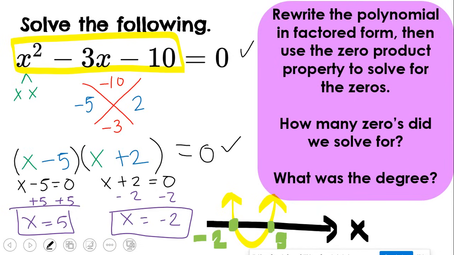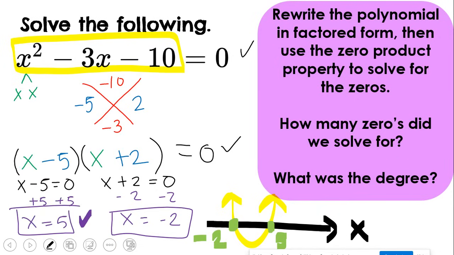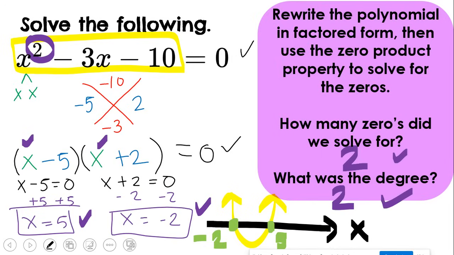So one way to check that we did this correct is to count how many zeros we solved for. If we look at our problem, we got 2 zeros that we solved for. We got x is 5 and x is -2. This should always match the degree. Looking back at the original problem, the degree was 2, and also in factored form, there were 2 x's. If the number of zeros is the same as the degree, we are in business.